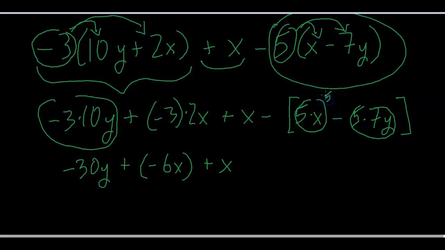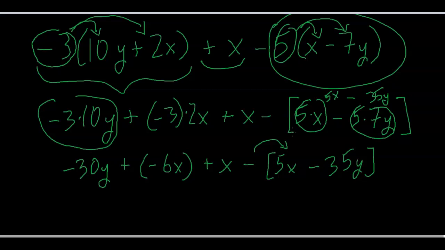5 times x would be 5x, right? Minus 5 times 7y would be what? Is that 35? 5, 10, 15, 20, 25, 30, 35y, right? So this becomes 5x minus 35y. So we're going to subtract the term 5x, and we're going to subtract -35y. We're going to remember to subtract every term that's inside the parentheses or the brackets after the subtraction sign.